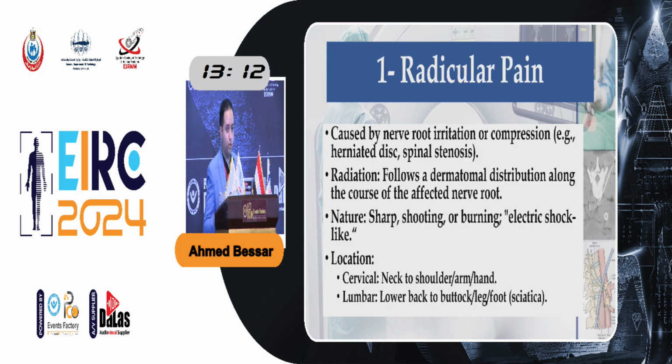The radicular pain is the most common type of pain. About 80% to 90% of the population may experience radicular pain at one time in their life. It may be caused by nerve irritation or compression, with radiating pain that is sharp, shooting, burning, like an electrical shock, and the location differs between cervical and lumbar. In the lumbar region, the pain is in the lower back, buttock, leg, and foot, and it's called sciatica.